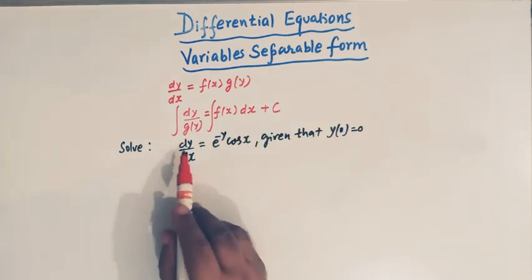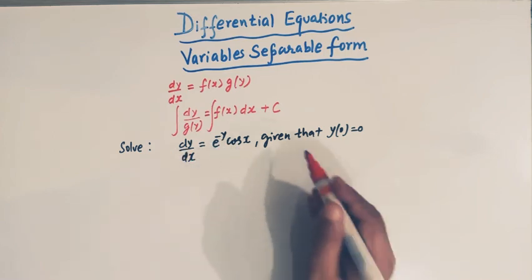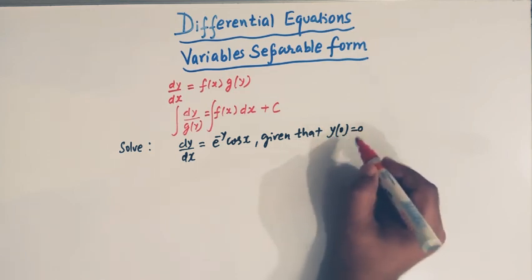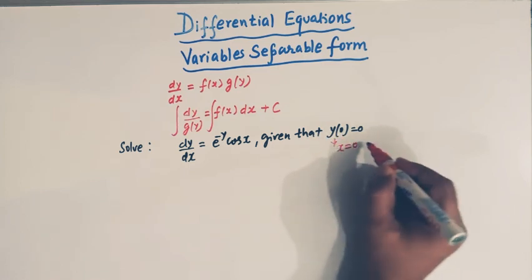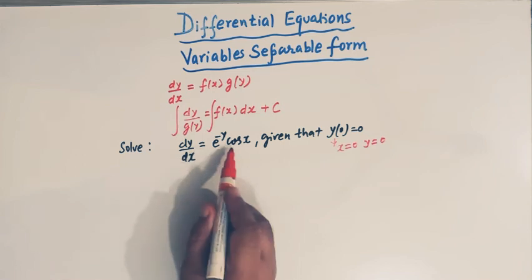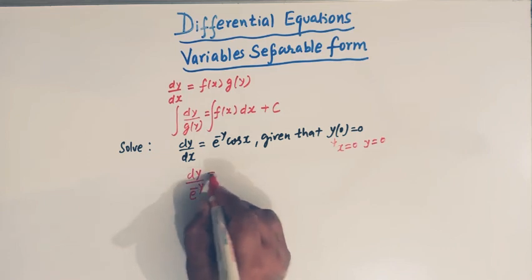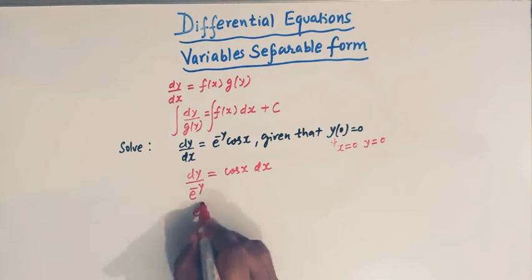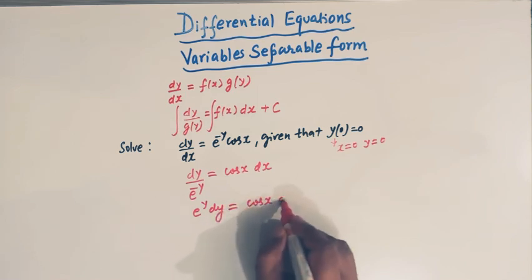Now let us take this problem. Here we have to solve dy over dx is equal to e raised to minus y cos x, and we are given the condition y(0) is equal to 0. So what does it mean? It means that when x is 0, y is 0. Right, so let us solve it by separating the variables. So we have dy over e raised to minus y equals cos x dx. Now this can be written as e raised to y dy equals cos x dx.